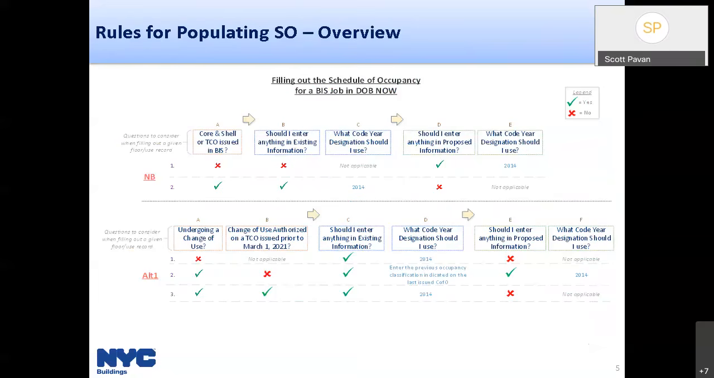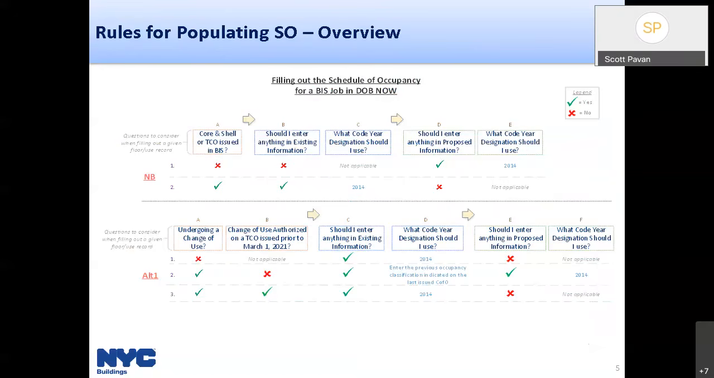And how you answer those questions is how you proceed forward, right? So if it's an NB, let's start with A, core and shell or some other TCO issued in BIS. If no, right? So you just answer those questions. If yes, just keep that under your hat. Let's go to the next question. Should I enter anything in existing information? Well, let's go back to the first point. If there's no TCO issued yet, then no, because this is a new building. It's all proposed. There is no existing, right? And I haven't got a TCO yet, so it's still proposed.